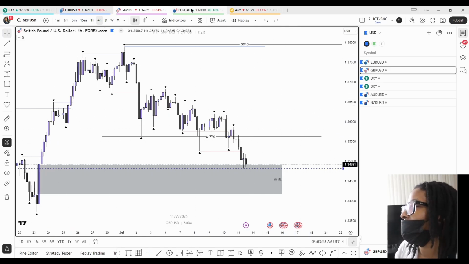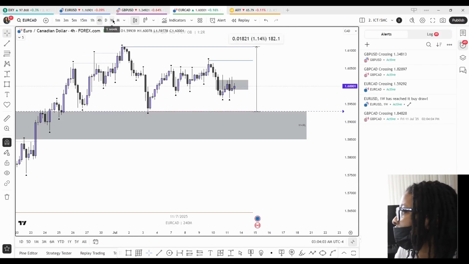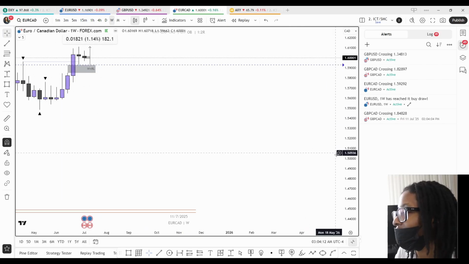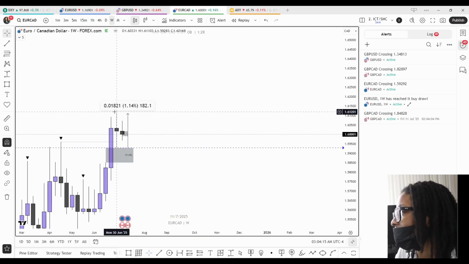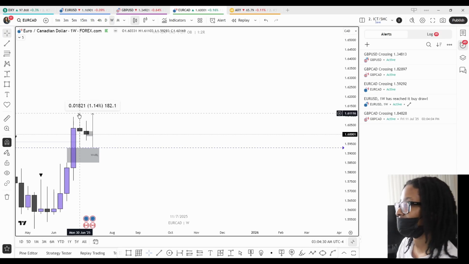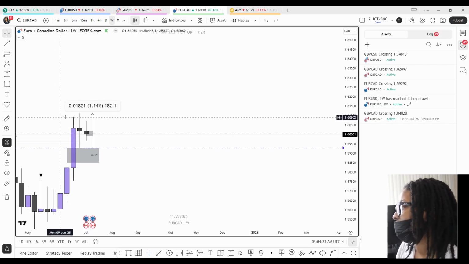That's it. Now we're on EuroCAD. On the weekly, we have a gap. Waiting for price to come down into this gap, and then we shoot up for, again, I don't like this high, but I'm going to take it for what it is. It might not be the right high, but it is what it is, I guess. We want to shoot up for this external high right here, this buy draw right here. I'm going to have to start paying much closer attention to the bullish candles that are my highs.